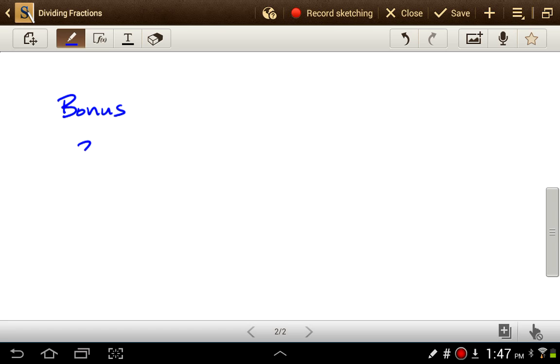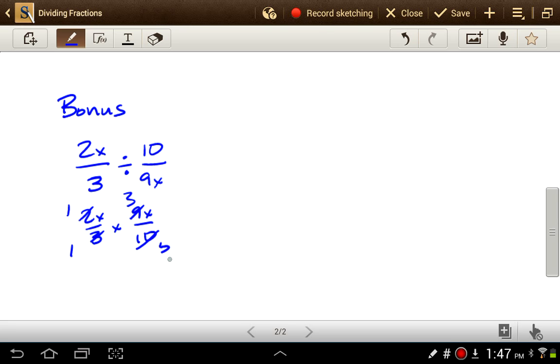So let's say we have 2x over 3 divided by, let's do 10 over 9x. Okay? You follow the same steps. I do 2x over 3 times 9x over 10. I would cross cancel, so the 3 becomes a 1, the 9 would become a 3. Here the 2 would become a 1, the 10 becomes a 5. Multiply across, so I have 1 times 3 is 3, x times x is x squared. 1 times 5 is 5, so I'd get 3x squared over 5. Now I have my answer. So that's how I do it with variables.